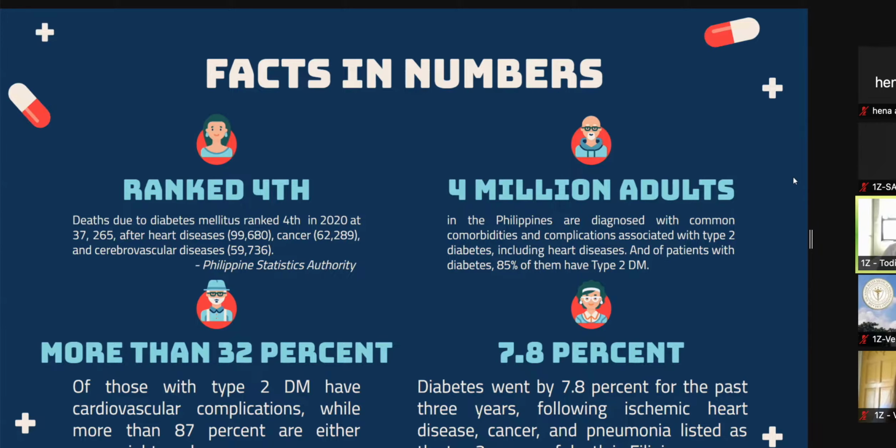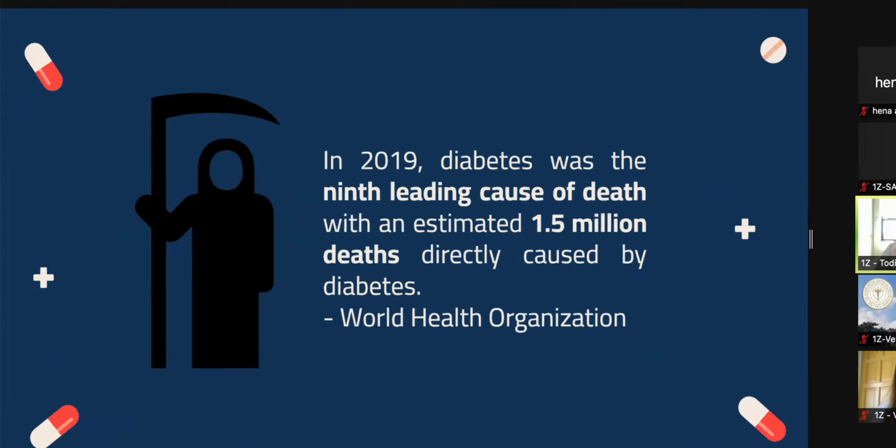And lastly, diabetes went up by 7.8% for the past 3 years, following ischemic heart disease, cancer, and pneumonia, listed as the top 3 causes of death in Filipinos. According naman sa WHO, in 2019, diabetes was the 9th leading cause of death with an estimated 1.5 million deaths directly caused by diabetes.